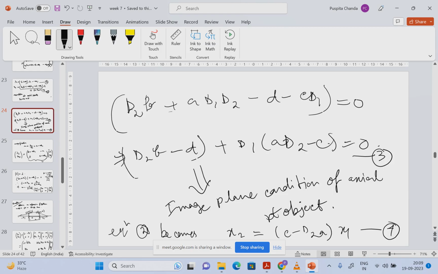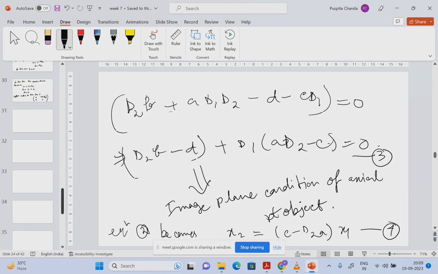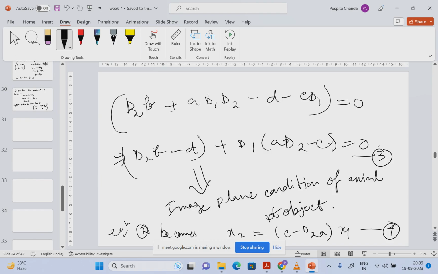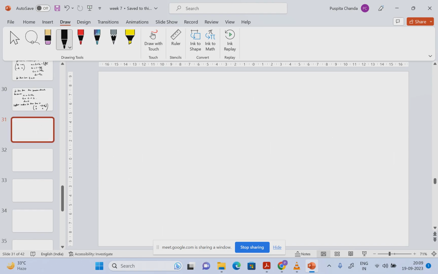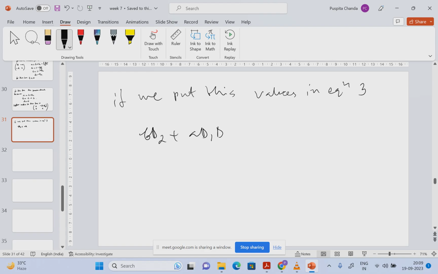You remember this equation, right? Equation 3. So if we put these values in equation 3, which is B D2 plus A D1 D2 minus C D1 minus B is equal to 0.